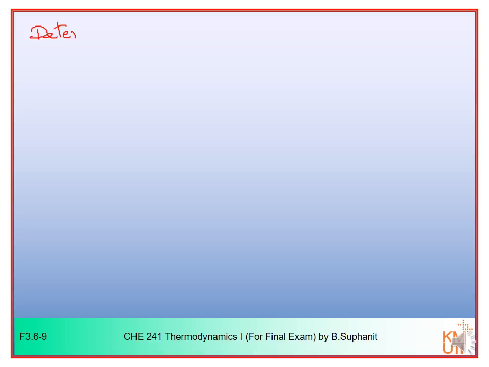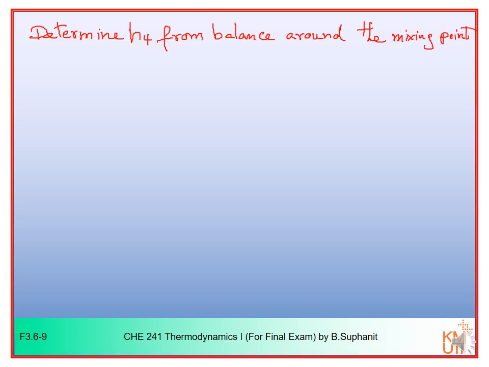Okay, determine H4 from the balance around the mixing point. Now at the mixing point here, you can see that we have two inlets. The first one is number 3, which is at 25% of the total flow. The other one would be number 2, which is at 75% of the total flow. And the outlet would be number 4, with the flow of 100%.